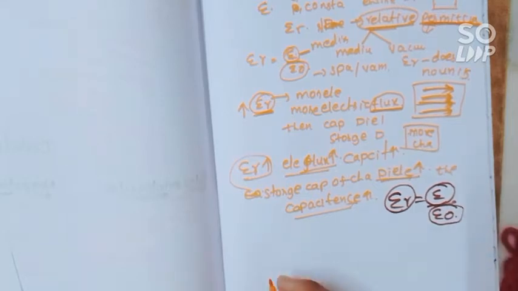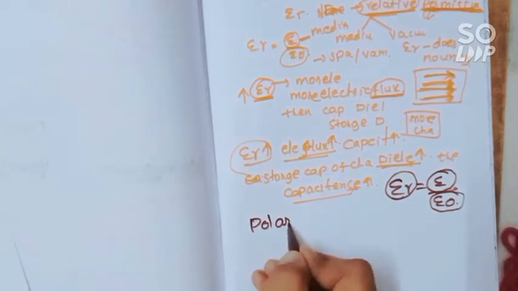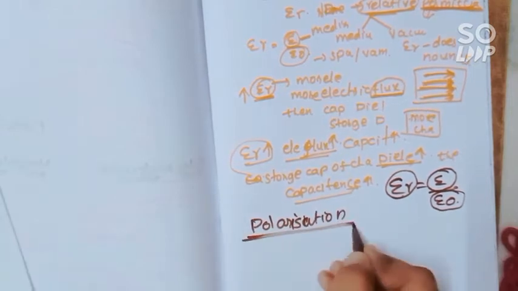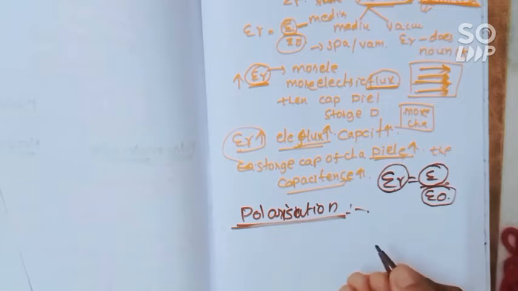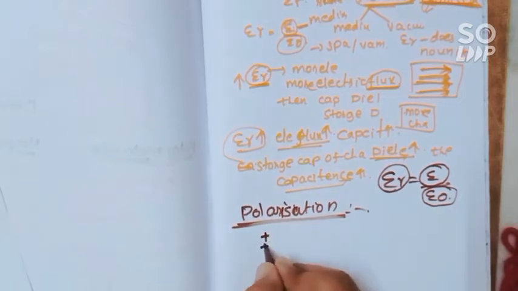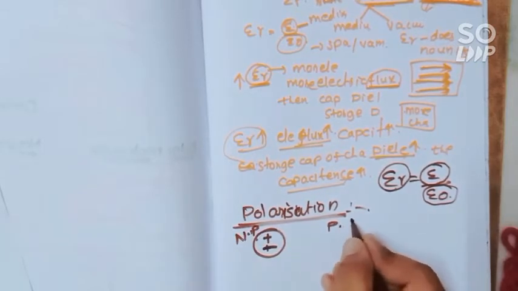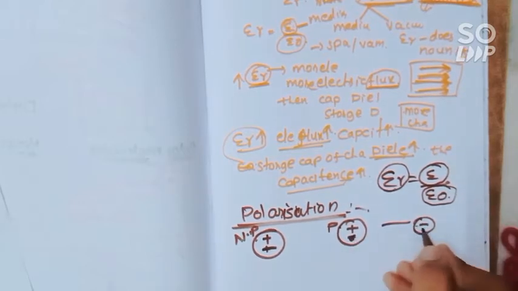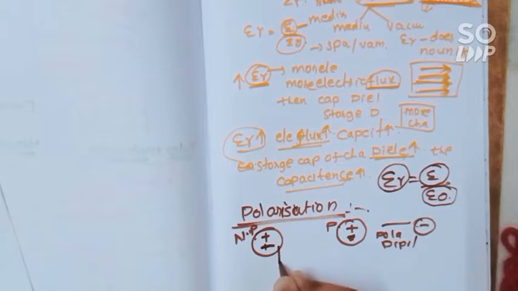Next, let's move on to our next topic, that is polarization. Now let's move on. This is polarization. Polarization is the ability to make a non-polar material into a polar material. Means in a non-polar material, positive and negative charges are combined. This is a non-polar molecule. Whereas in a polar molecule, positive and negative charges are separated by some distance. This is called a polar molecule and it has a natural dipole. Now we need to convert the non-polar molecule to a polar molecule.